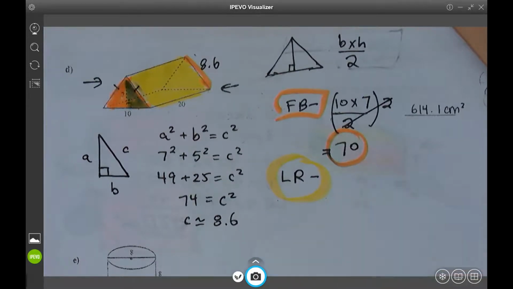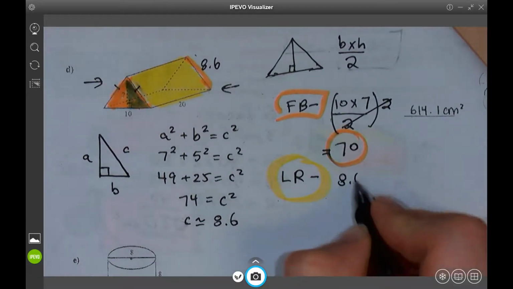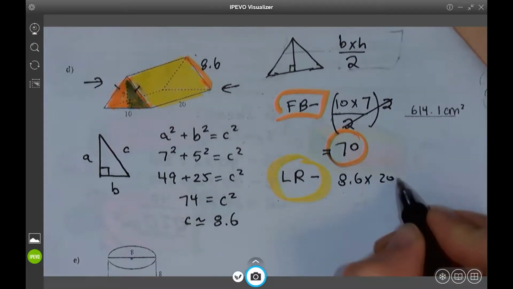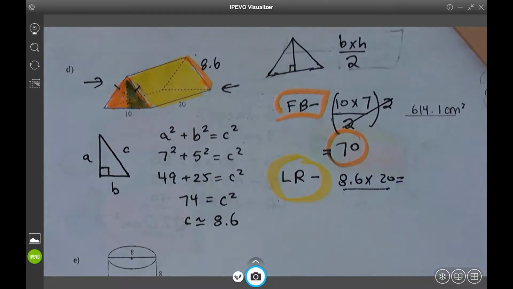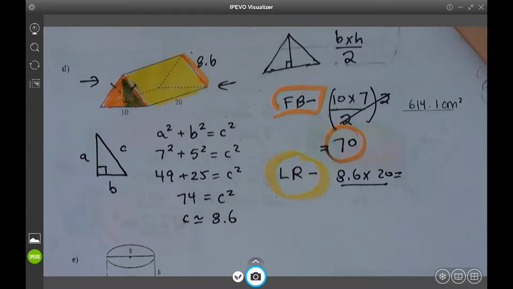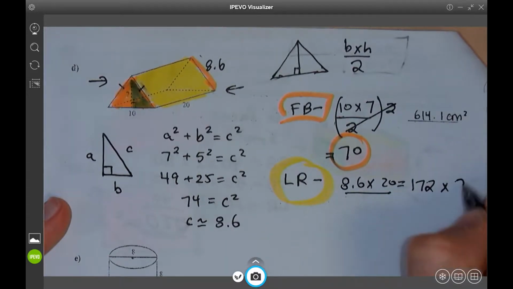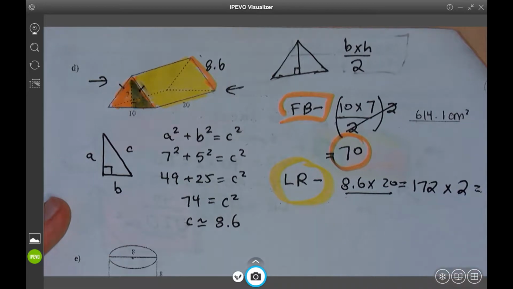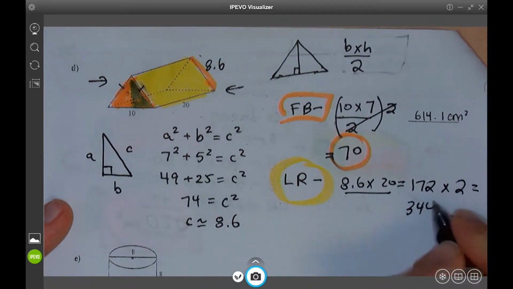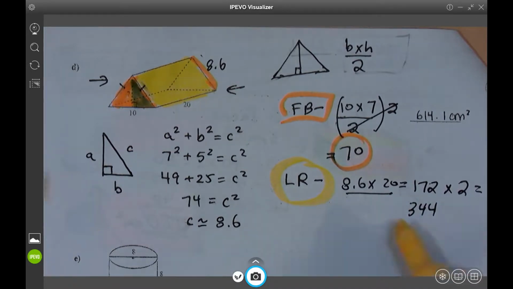So we go 8.6 times 20. What's that going to be? Use a calculator. 8.6 times 20. 172. There are two faces, exactly the same. So I'm going to multiply that by 2 to get 344. That is our yellow faces.